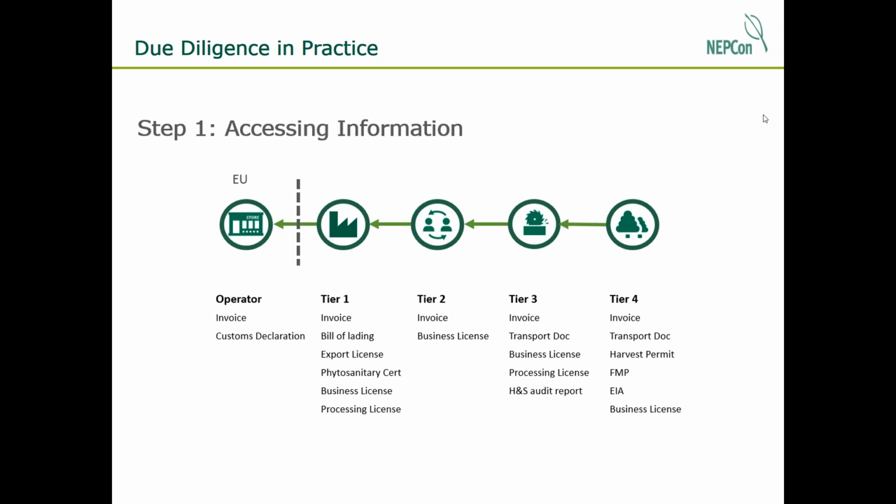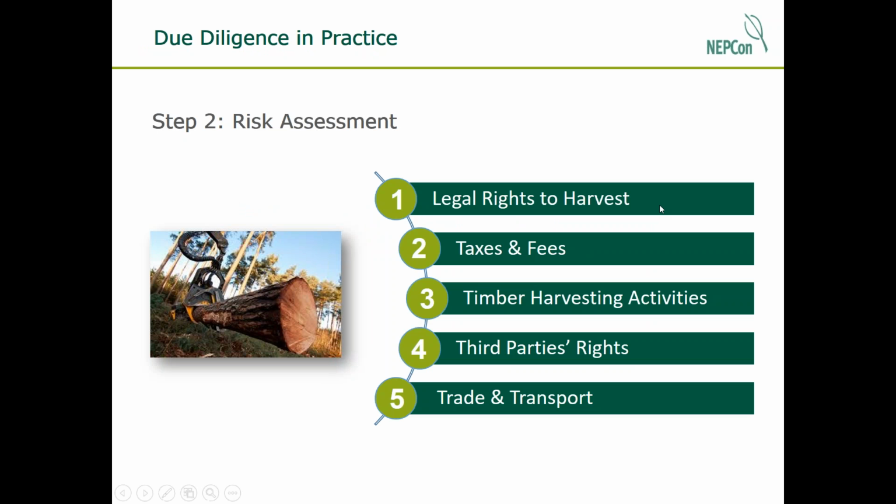Once you've collected all that information, then you go to step 2, which is actually assessing the information. The purpose of collecting all of that information is not just to keep it in a drawer, you're collecting the information in order to conduct your risk assessment. So you compare the information across the documents that you've collected, in order to assess, is my timber legally harvested?